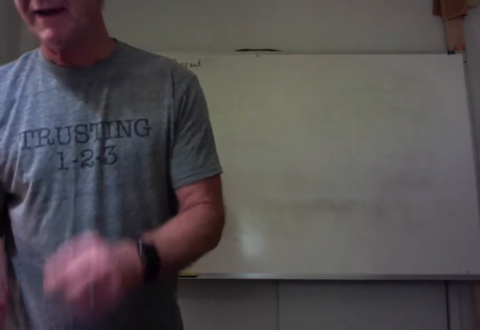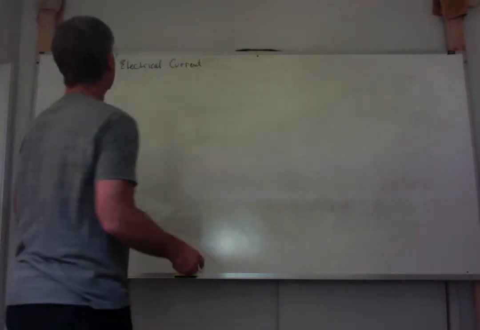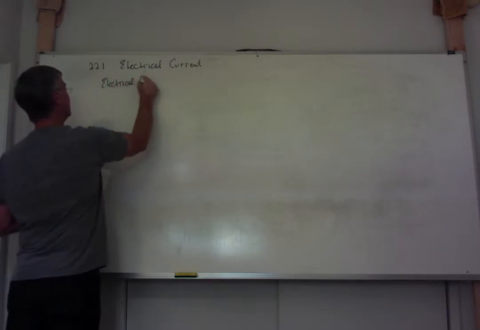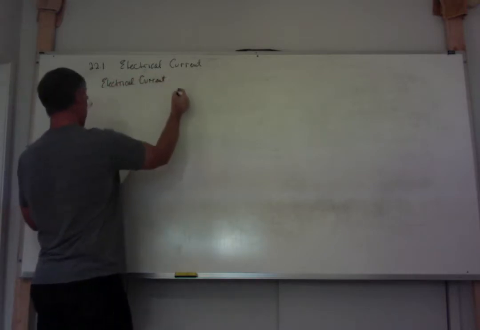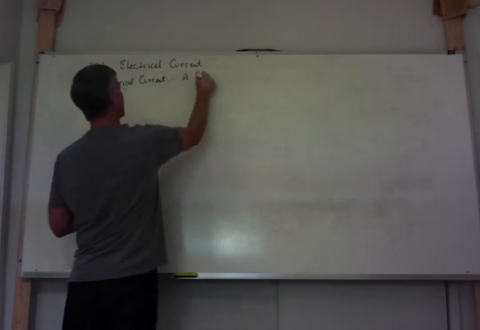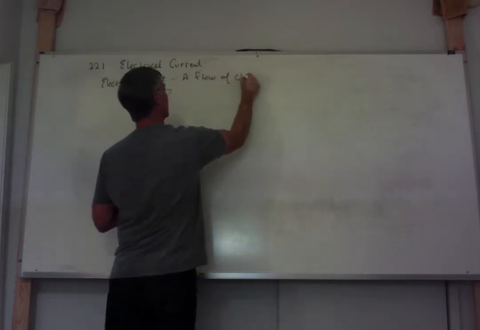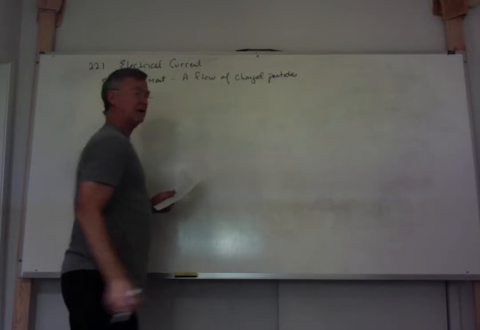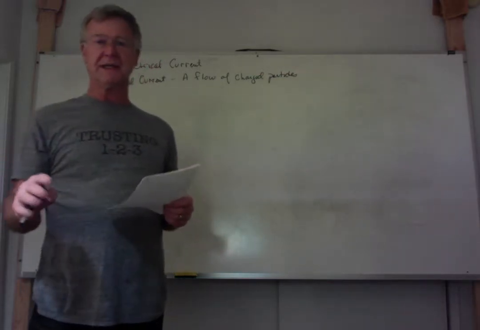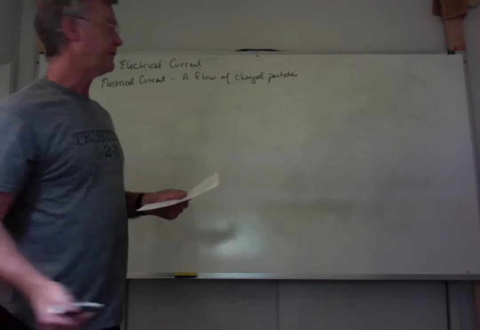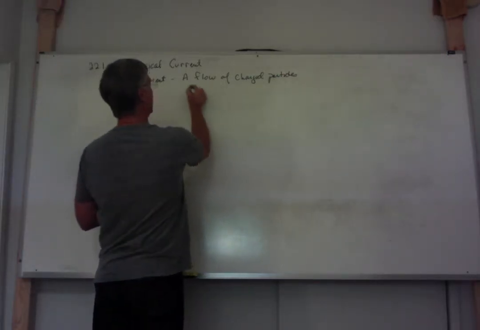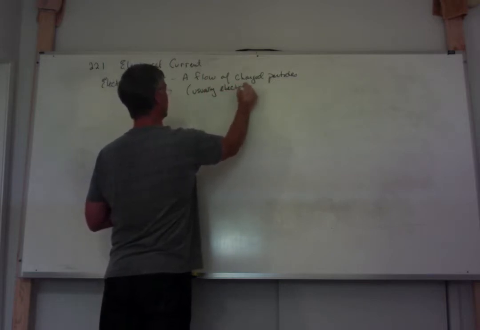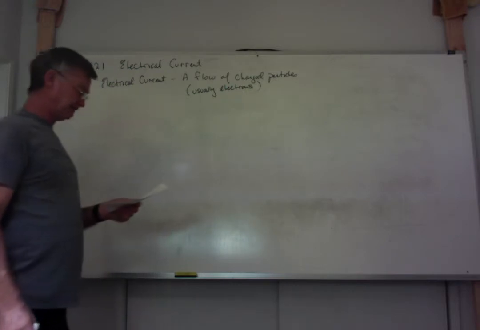So let me give some definitions. Electrical current is going to be defined as a flow of charged particles. Notice the word there. It's a flow. We think of electricity almost like Benjamin Franklin did, as a fluid. It's something that flows like a river would flow from one place to the other. The charged particles are usually electrons. Again, usually; there are times where other charged particles are moving.